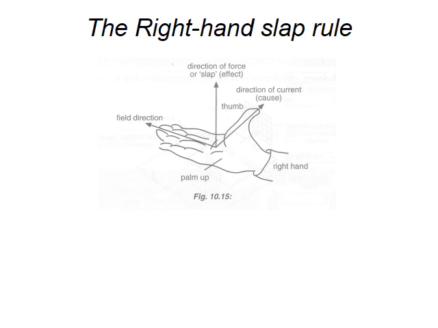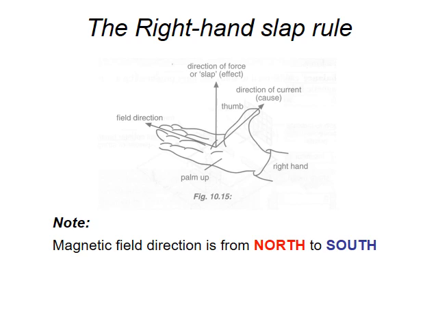So in order to work out the direction of the force that's acting on the current in the wire in the external magnetic field, we use something called the right-hand slap rule, where the direction of the current is the thumb of the right hand, the direction of the force being exerted on the wire when current is passing through is the direction of the palm, and the field direction is the direction of the fingers. Two important provisos are: one, the magnetic field is from north to south, and two, the current direction is from plus to minus.